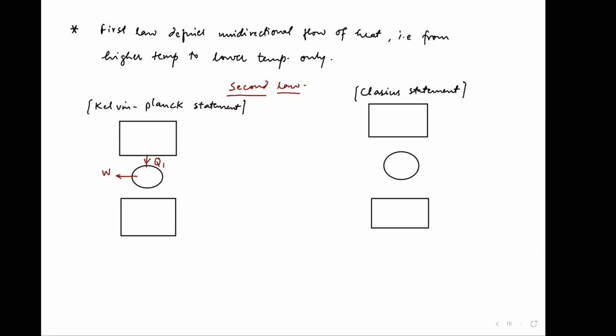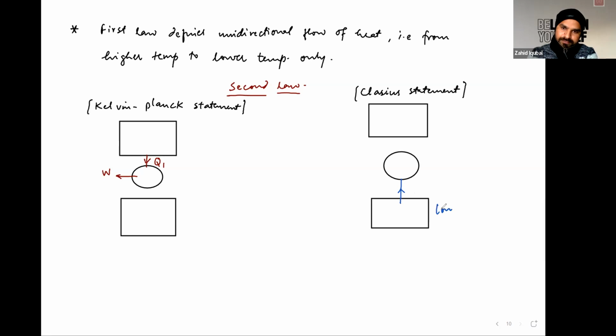Yes, sir. In the second part, the Clausius statement says there is no possible way to absorb heat from a lower temperature body and transfer it to a higher temperature body without any need of external engines. It would also not be possible. Some external agency is required to move heat from a lower temperature body to a higher temperature body.